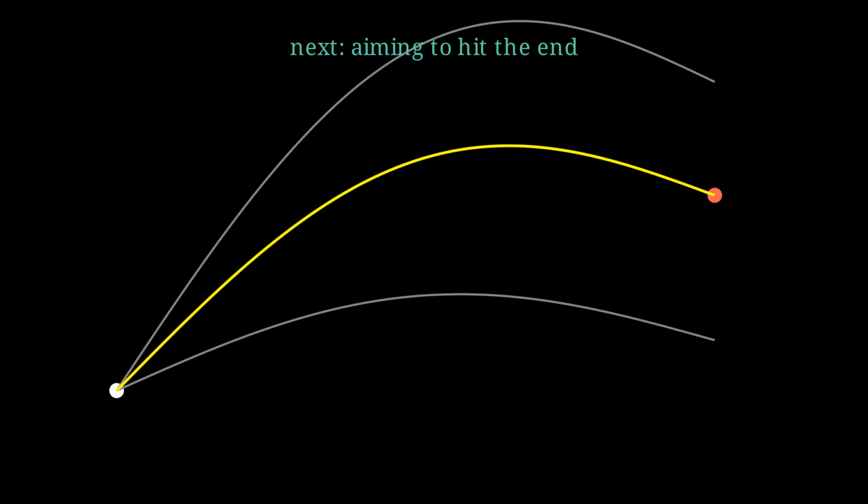But some questions refuse to hand you the start. A ball must leave my hand now and arrive at the target in exactly 2 seconds. I know the beginning, I know the end. What I do not know is how to launch. That is a boundary value problem, and solving it is next. We aim, we miss, we correct.